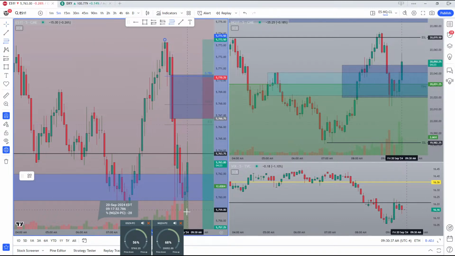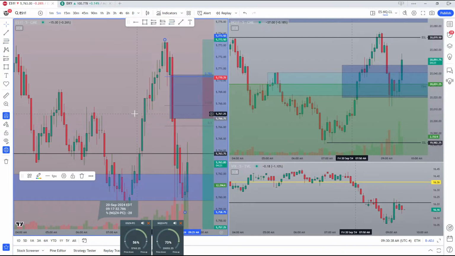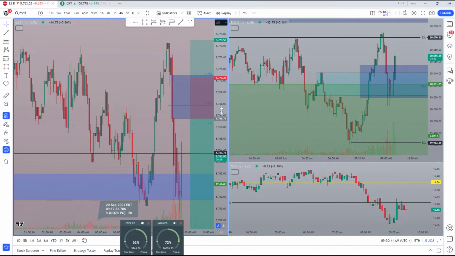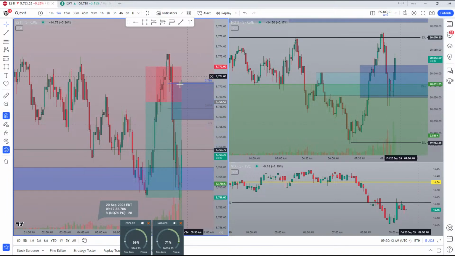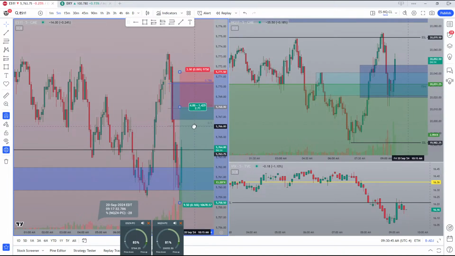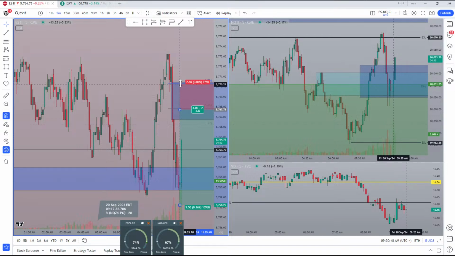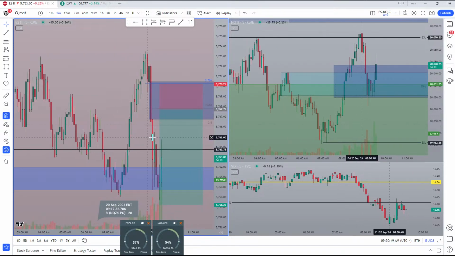OTE real quick on this little push lower. This is a 5-minute chart. We do have an optimal trade entry right there. Let's delete this. Let's put this right here. We'll see how we react to that area right up in there on ES.